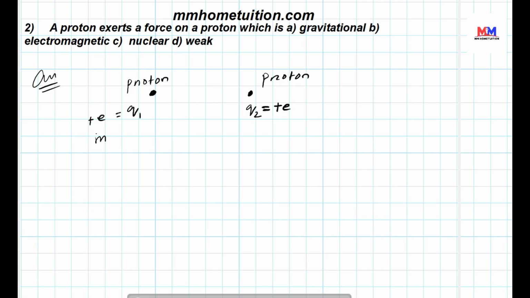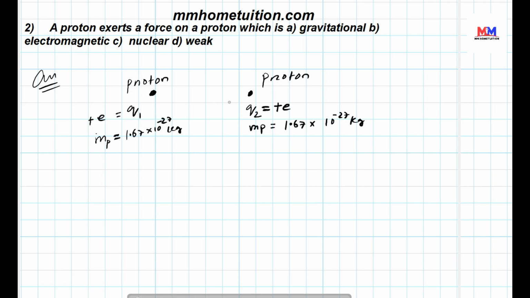What is the mass of a proton? The mass of a proton is 1.67 times 10 to the power minus 27 kg. So this is the mass of a proton.